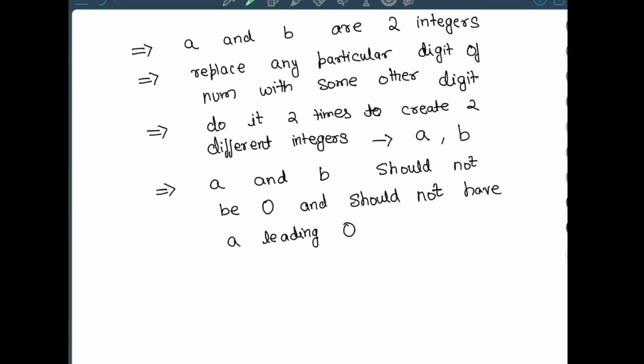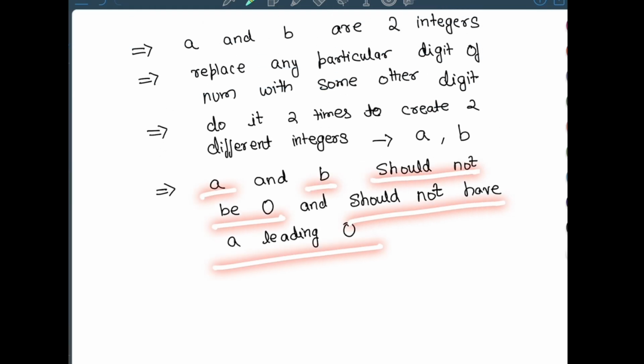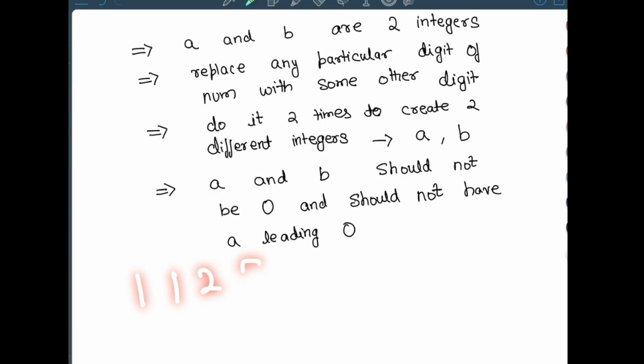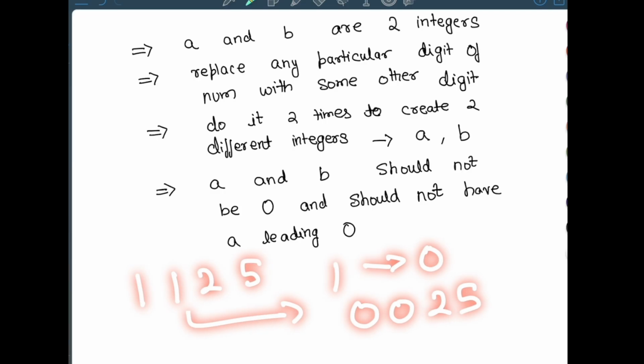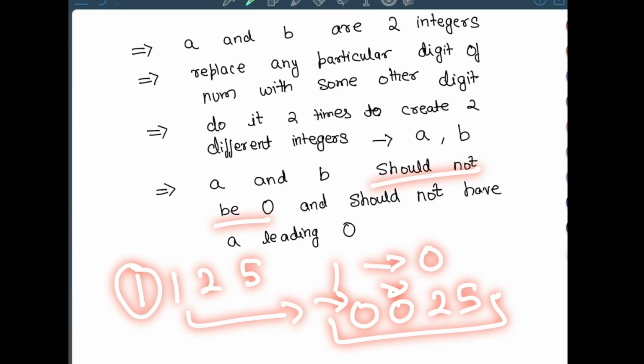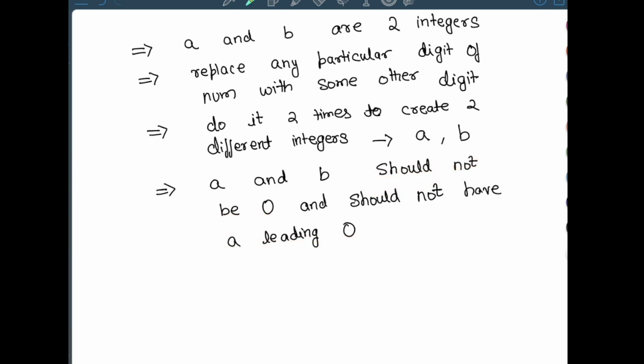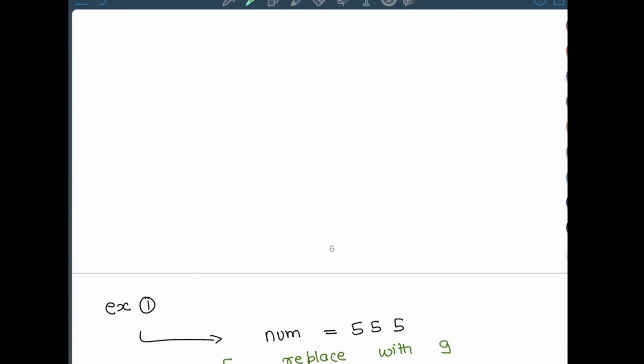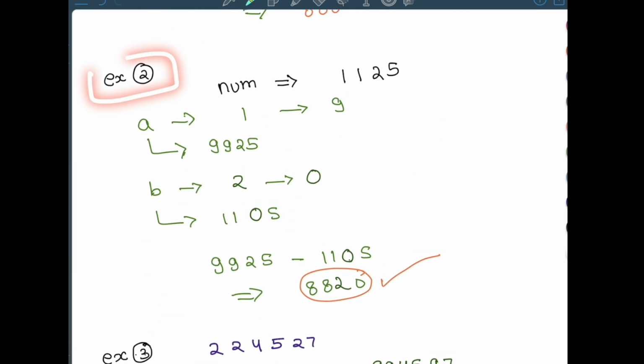The question says that the number which you create, a and b, should not be 0, and it should not have a leading 0. Leading 0 means, let us say a number is 1125 and you replace 1 with 0. So this time the number will become 0025. Although this is not 0, it has a leading 0. Leading 0 means it is starting with 0. So we should not replace 1 with 0, because although the number will not become 0, it will have a leading 0. So our goal is to make b as low as possible without making it 0 and without having any leading 0. So now let us come back to the example number 2 to try to understand it.